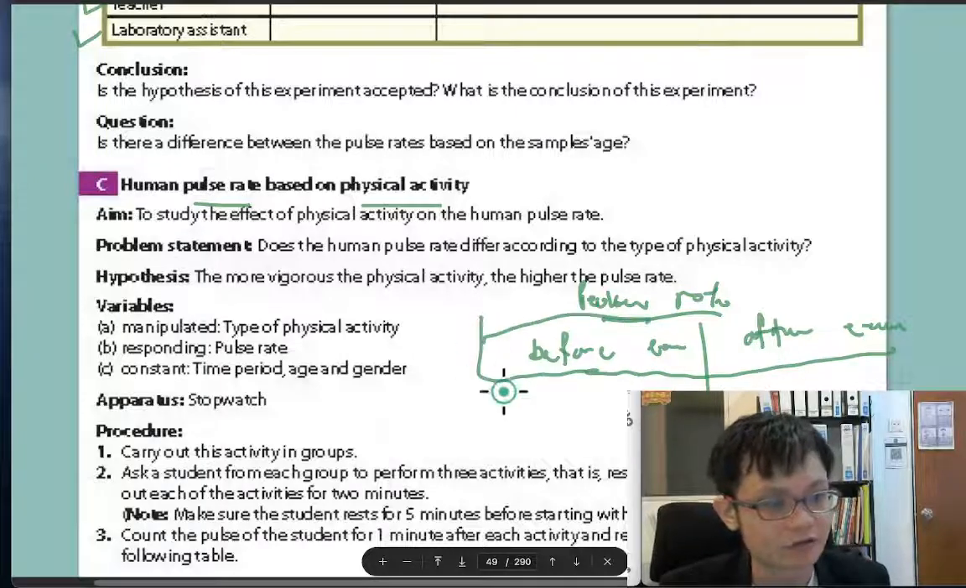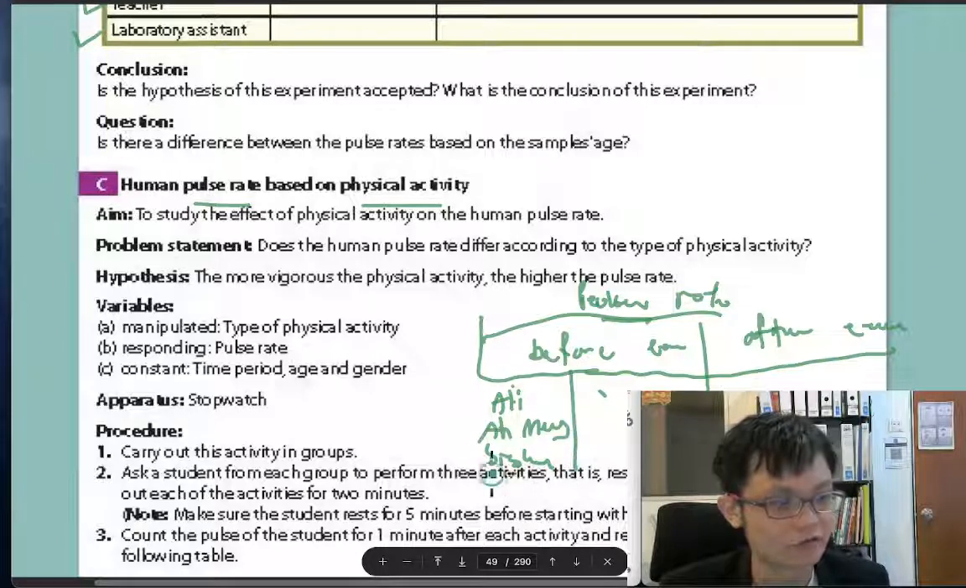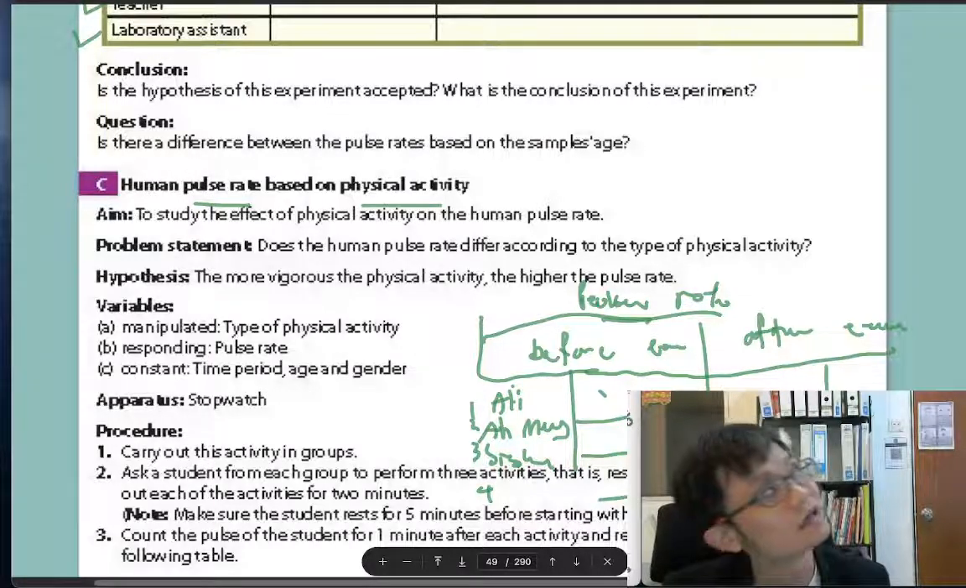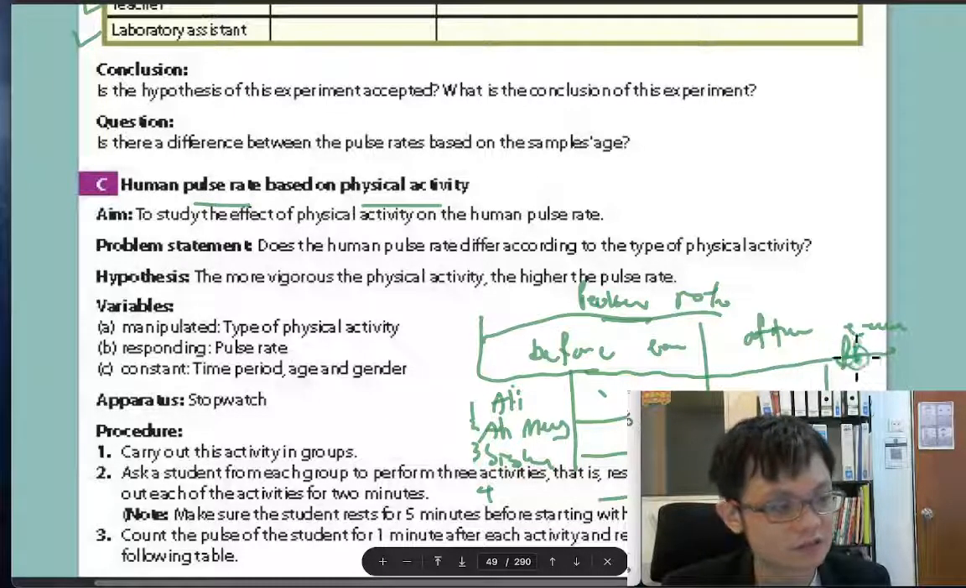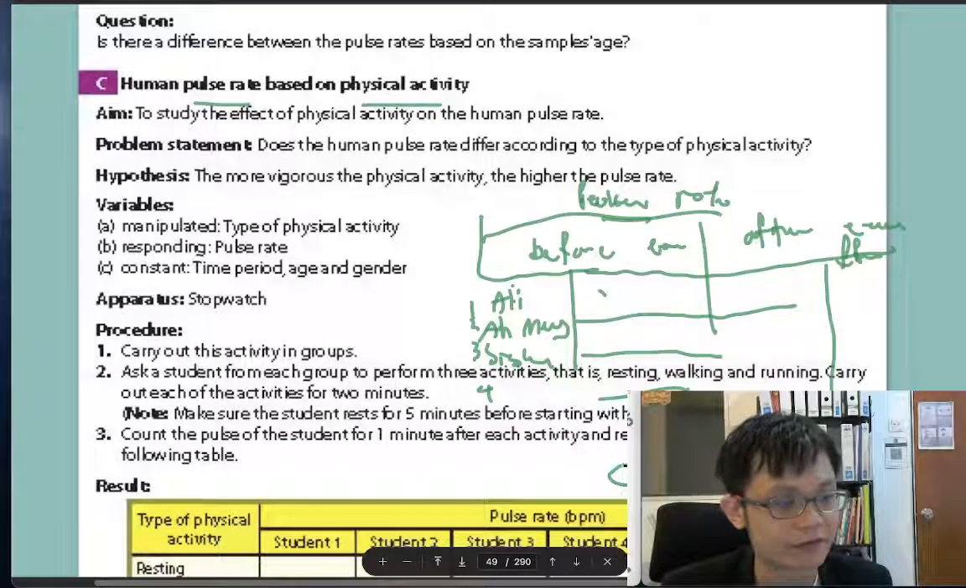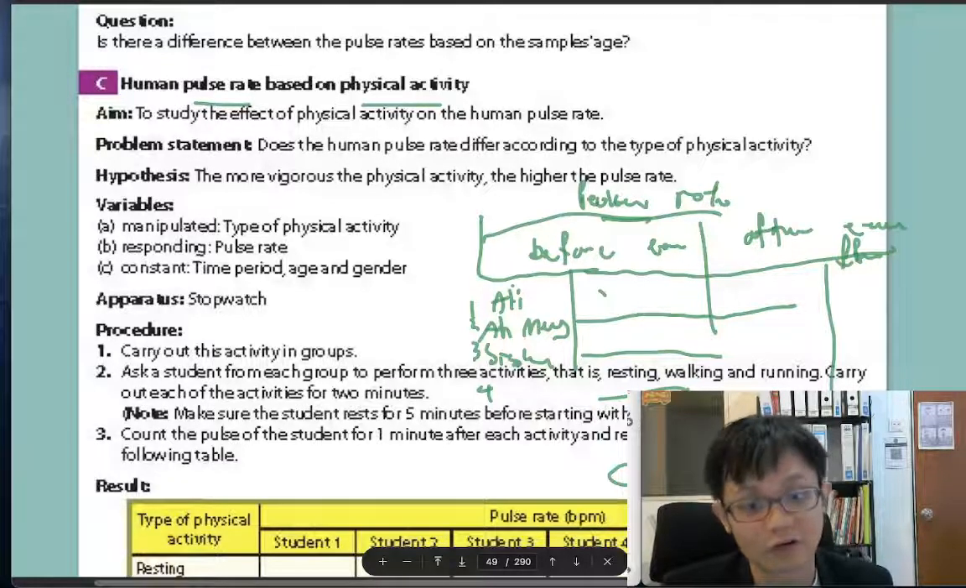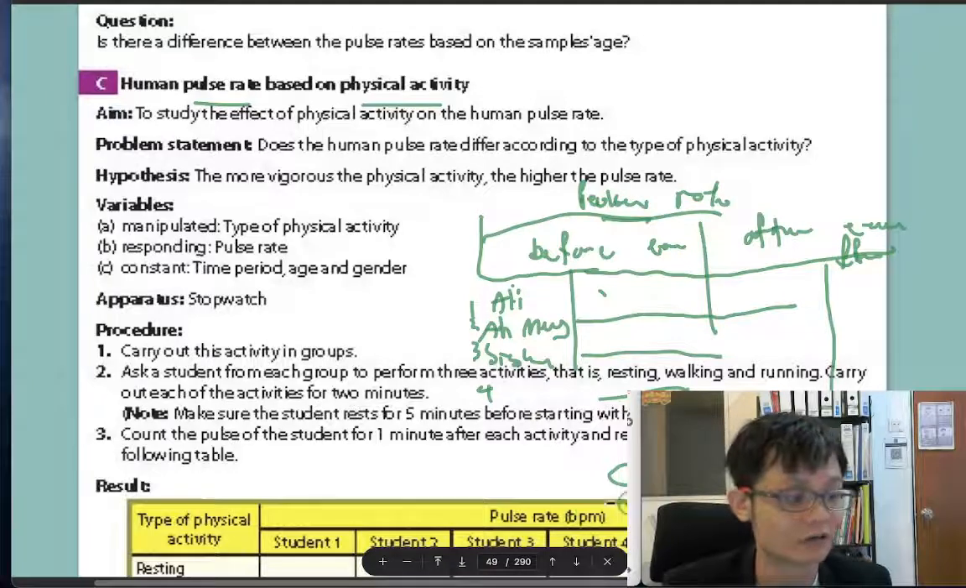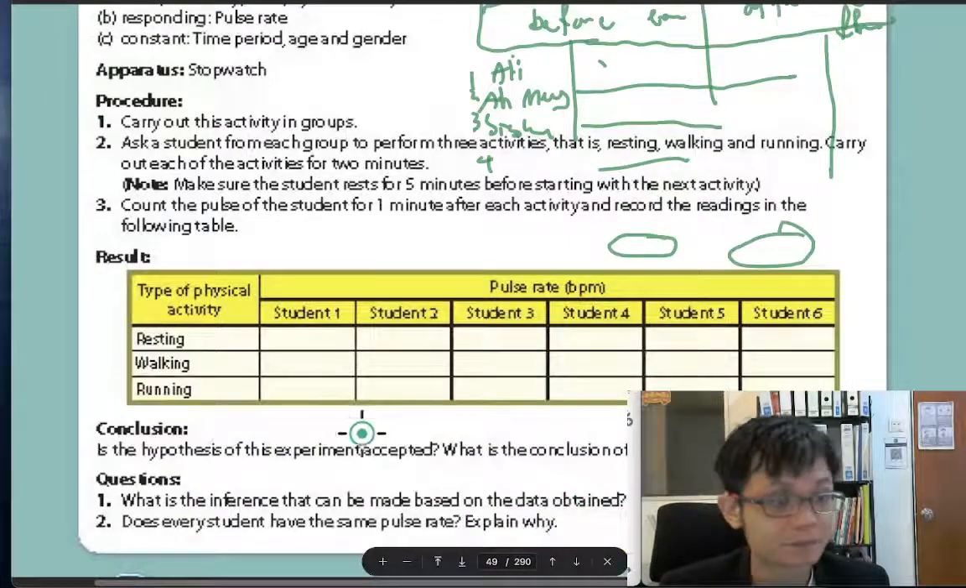Then you put here Ali, Aming, and so on, then you do many, 1 2 3 4 5, then you check the pulse rate before and after. Then maybe here you can put the difference, or down here you put the average, so the average is how much the difference is, or there is no significant correlation, or it is the same, I don't know, or you can do it like this.